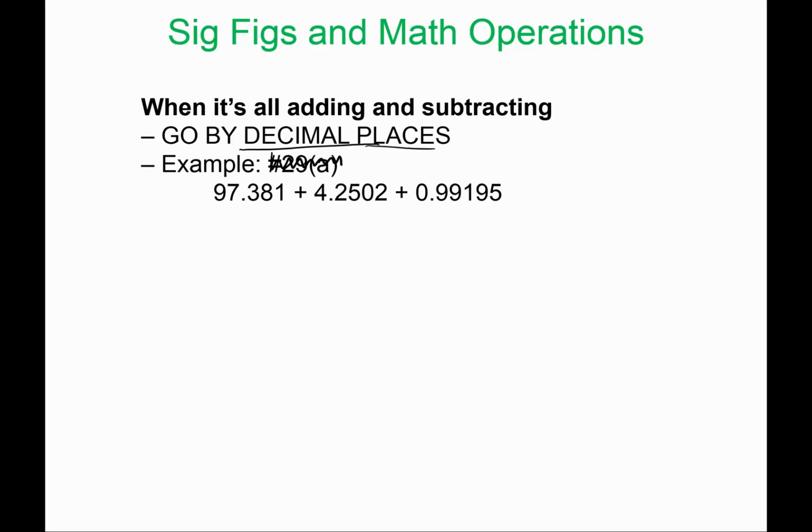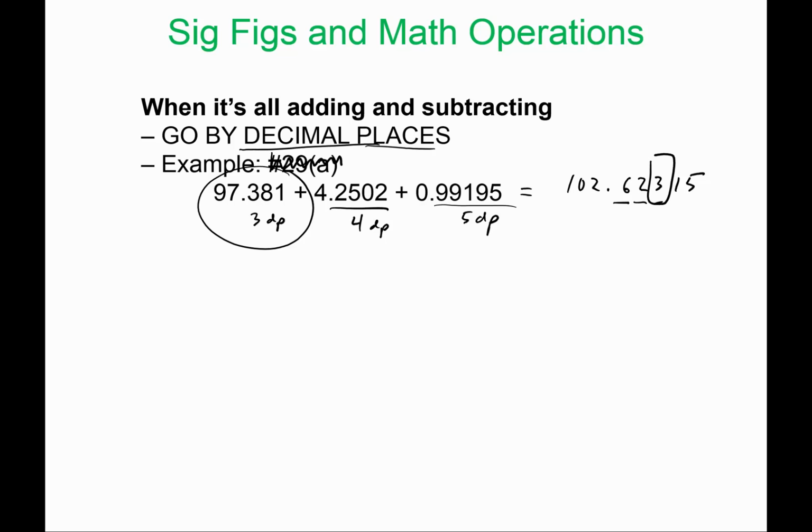For adding and subtracting, if we're going to add these three numbers, you type them into your calculator and then you'll get this answer, 102.62315. And you count how many decimal places. This one has 3, this number has 4, this number has 5. So your final answer will have the least number of decimals as the lowest number that went into it. So it would be this number. You count 3 decimal places, 1, 2, 3, and then you round on this number.